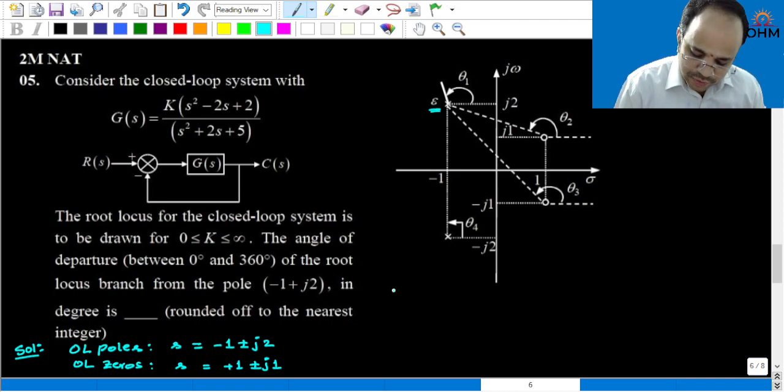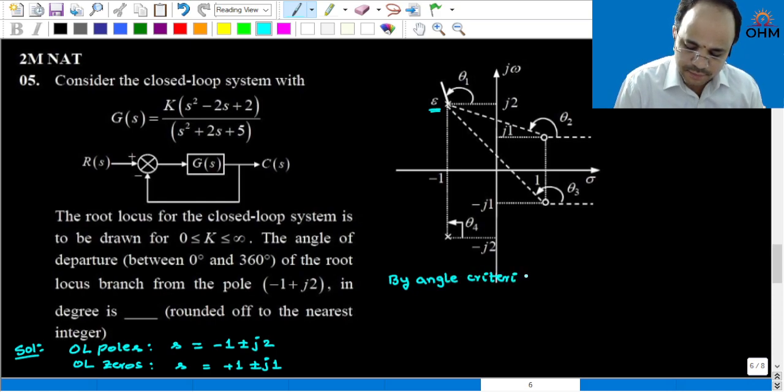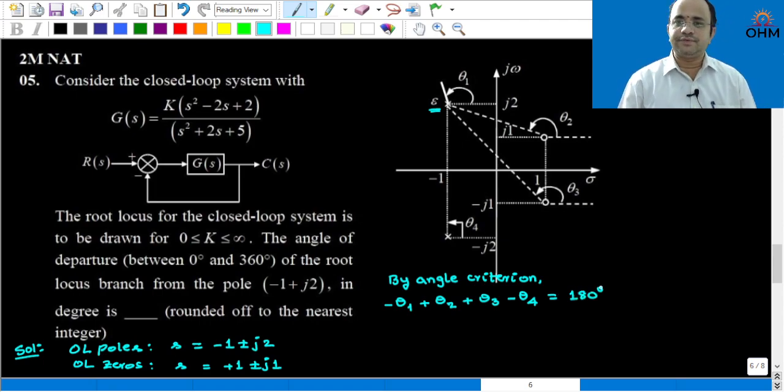So, how to write down that angle criterion? I can say here, by angle criterion, you can take minus theta 1 plus theta 2 plus theta 3 minus theta 4 is equal to an odd multiple of 180 degrees because of the negative feedback system. So, the zero contributes positive angle, the pole contributes negative angle.